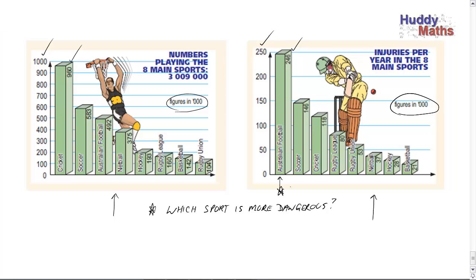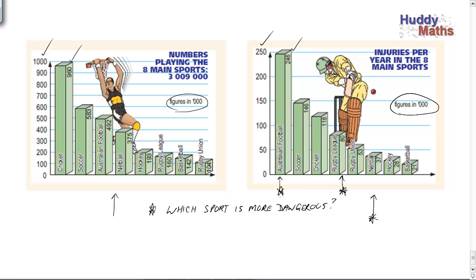But is it? How would we compare? What about some of these little ones down here? What's a little one here? Rugby league. Only 80 injuries. How would we compare? We can't actually decide from this type of chart. What would you do for a comparison? Oh, there's that word, comparison. We could use percentages. Percentages of what?